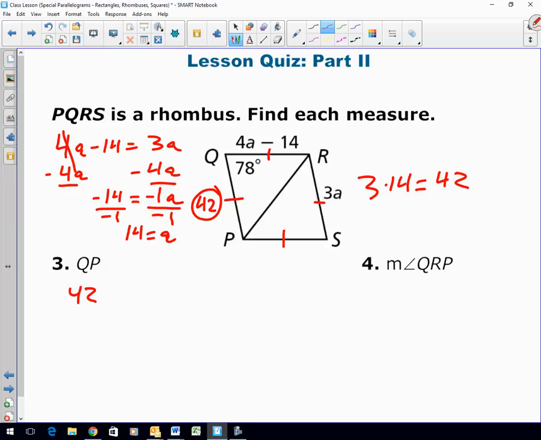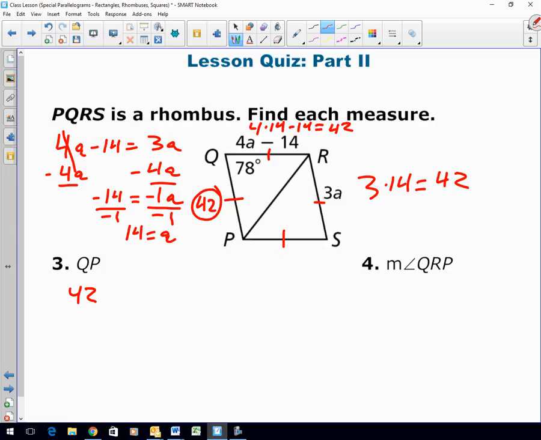If I did 4 times 14 minus 14, I get 42. 4 times 14: 14, 28, 42, 56. 3 times A, 3 times 14, because 14 is A. That's what he told me. Now I'll go to someone else.